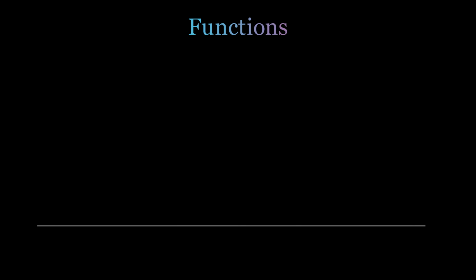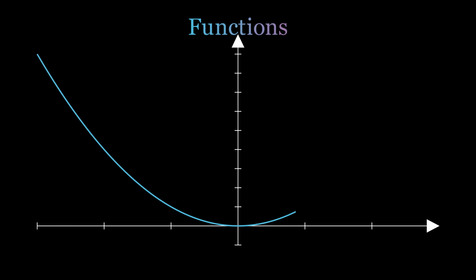The most common visualization of a function is its graph. Here we see the quadratic function f of x equals x squared. For every x value on the horizontal axis, there's exactly one y value on the vertical axis determined by the function.